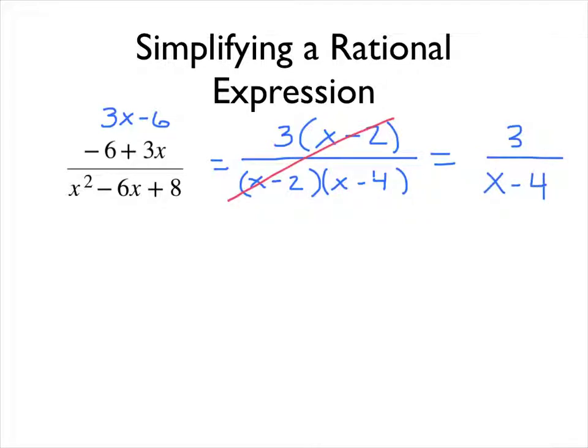And we can say that there is one restriction on the variable. X definitely cannot equal 4, because that would give you a 0 in the denominator. And that is simplified. Let's try another one.